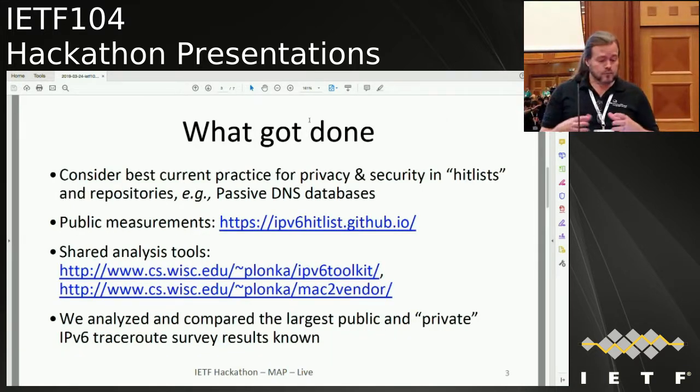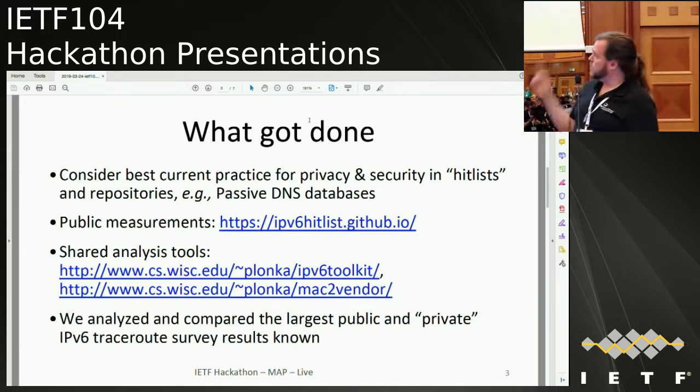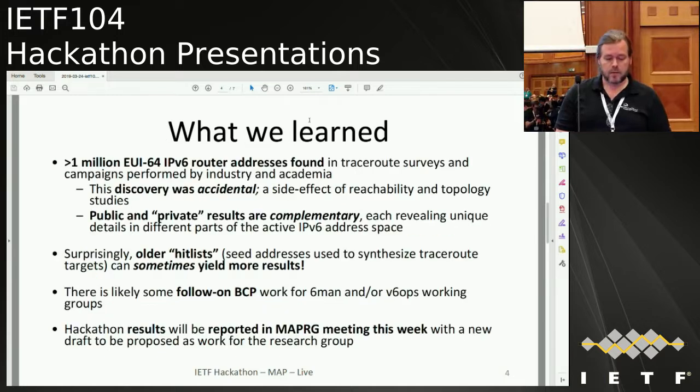So what we got done, we considered best current practice for the privacy and security of what we divulge in these results. And we realized that there are repositories of things like IPv6 addresses out there in the world today, and there might be best current practices that would prescribe how they should behave, whether they're commercial or public. And there's a URL here for Oliver's project and a couple of the tools that we hacked a little bit on today to get the combined results. So the idea was to take the 2 largest known IPv6 measurement surveys of public and private data and combine them together. So what did we learn?